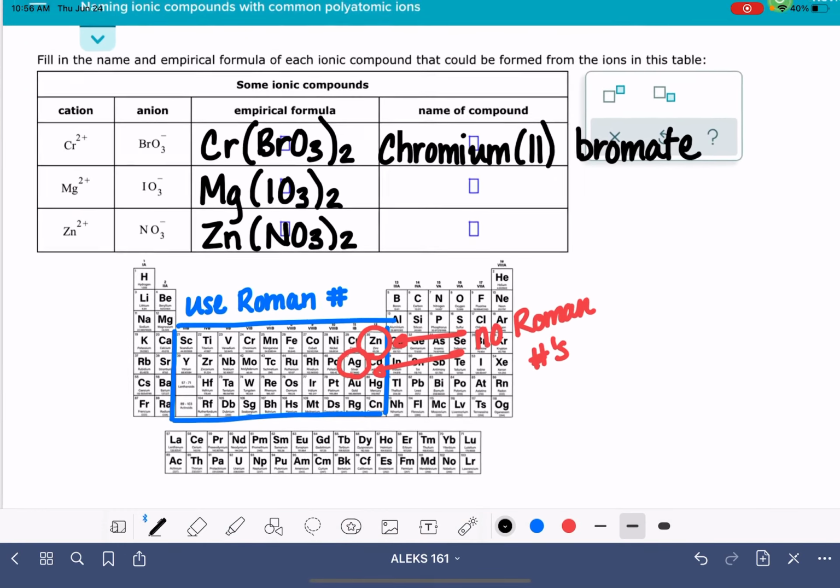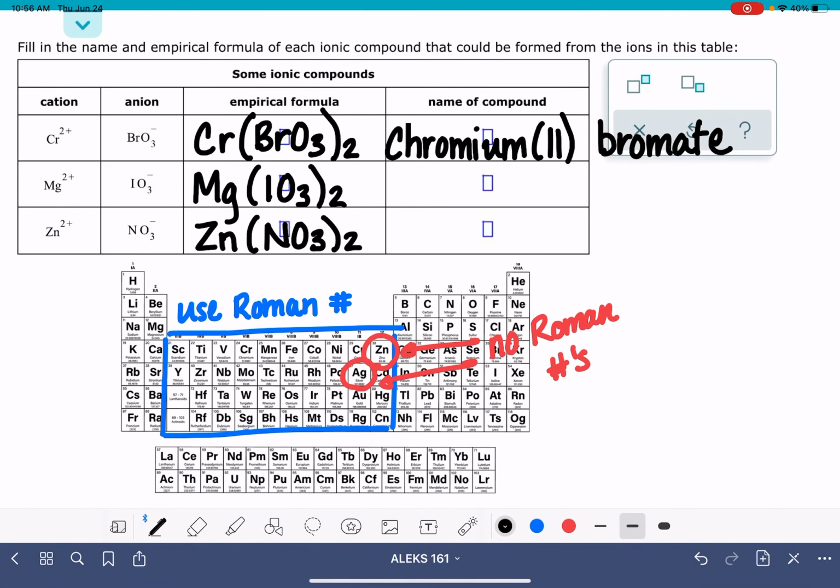For our second one here, Mg(IO3)2, this Mg is in this area, which means we don't need to use Roman numerals in its name. So this is just magnesium. And then this polyatomic ion is iodate. And our last one is zinc. This is, even though it's in that blue box that I drew, one of the two that doesn't need a Roman numeral. NO3 is nitrate.